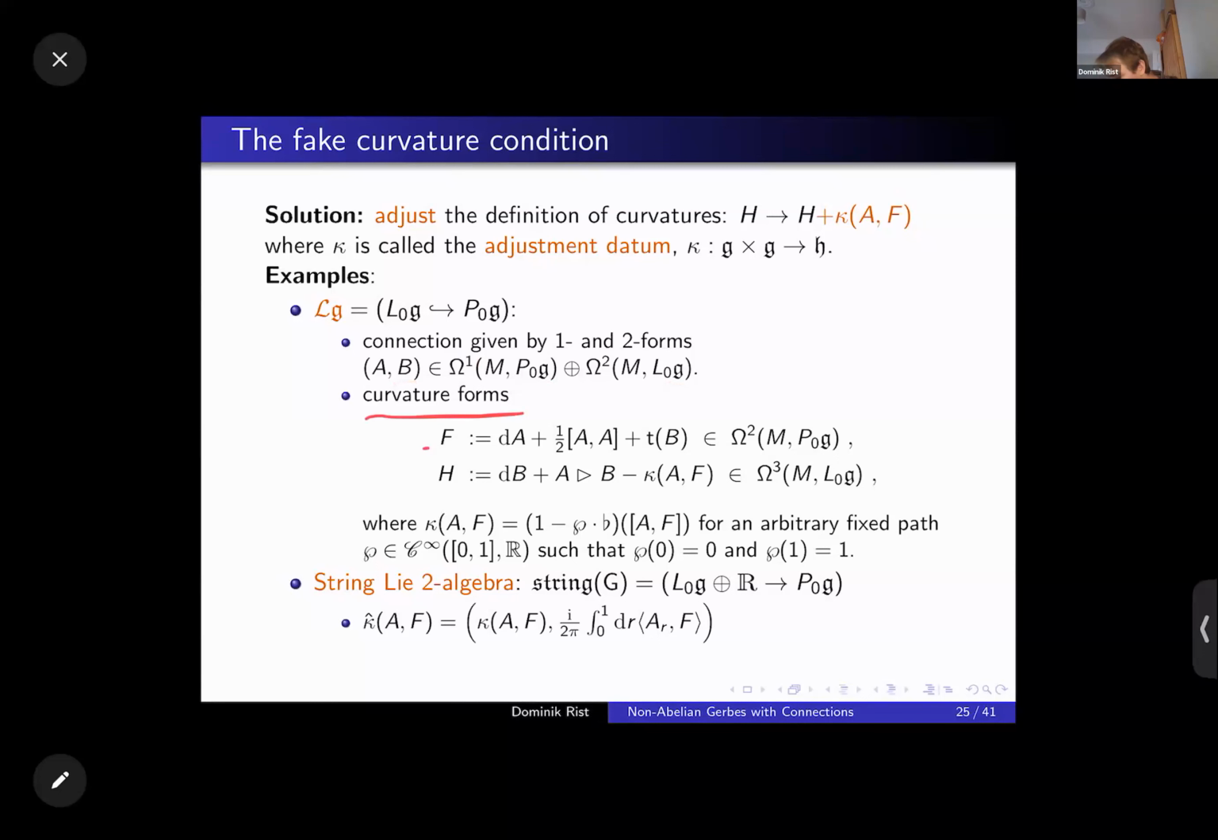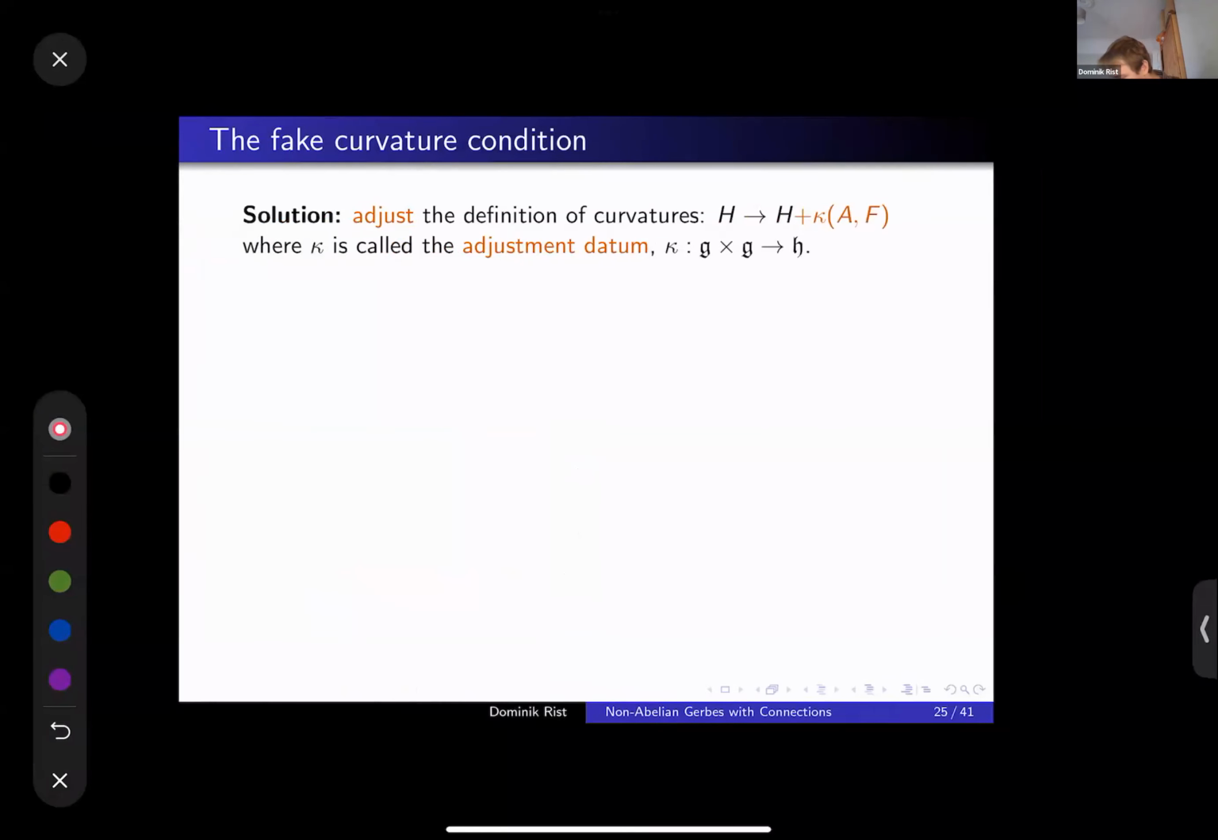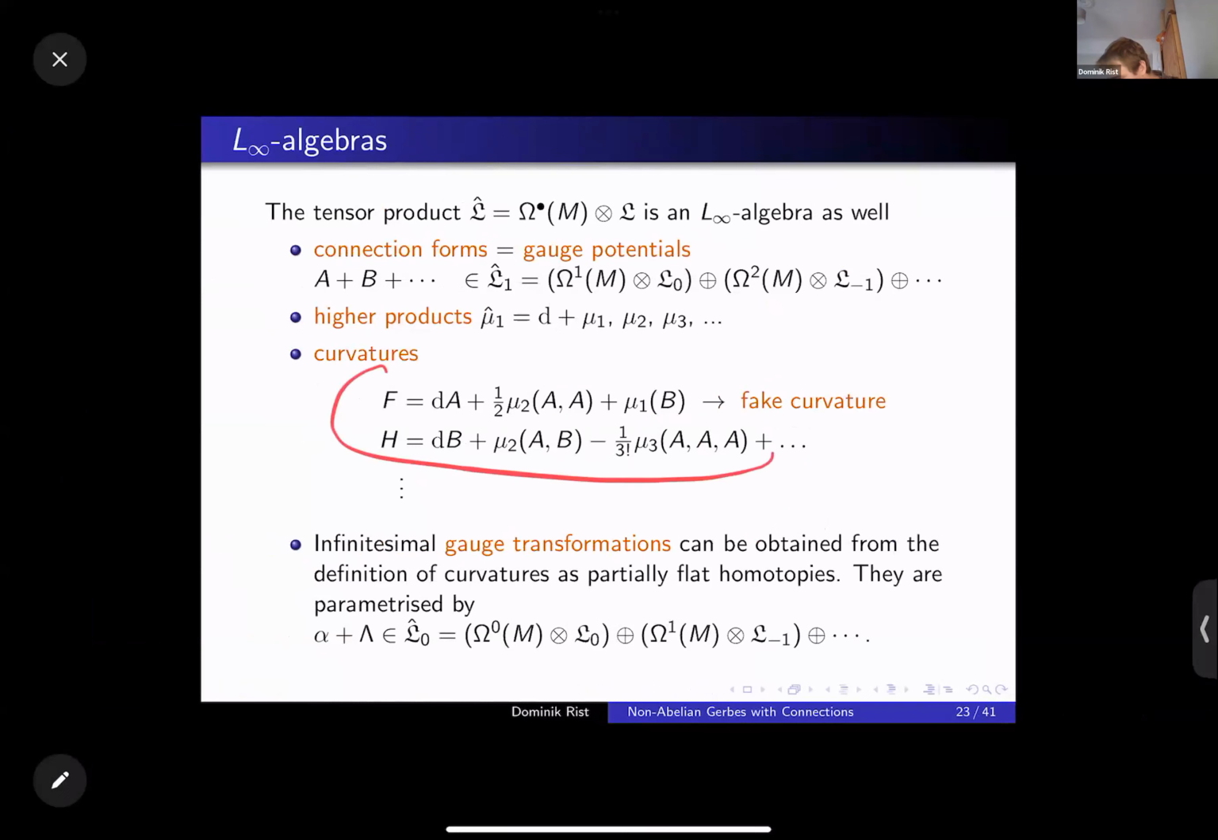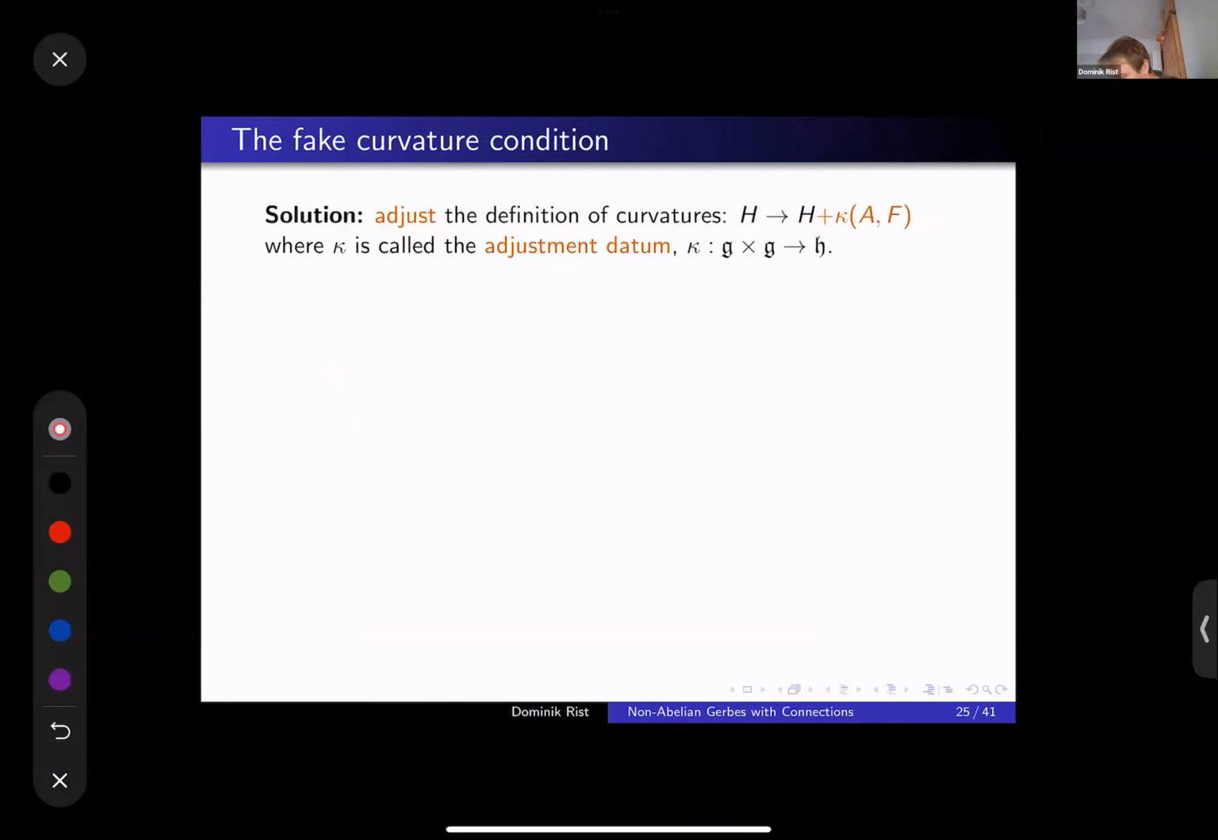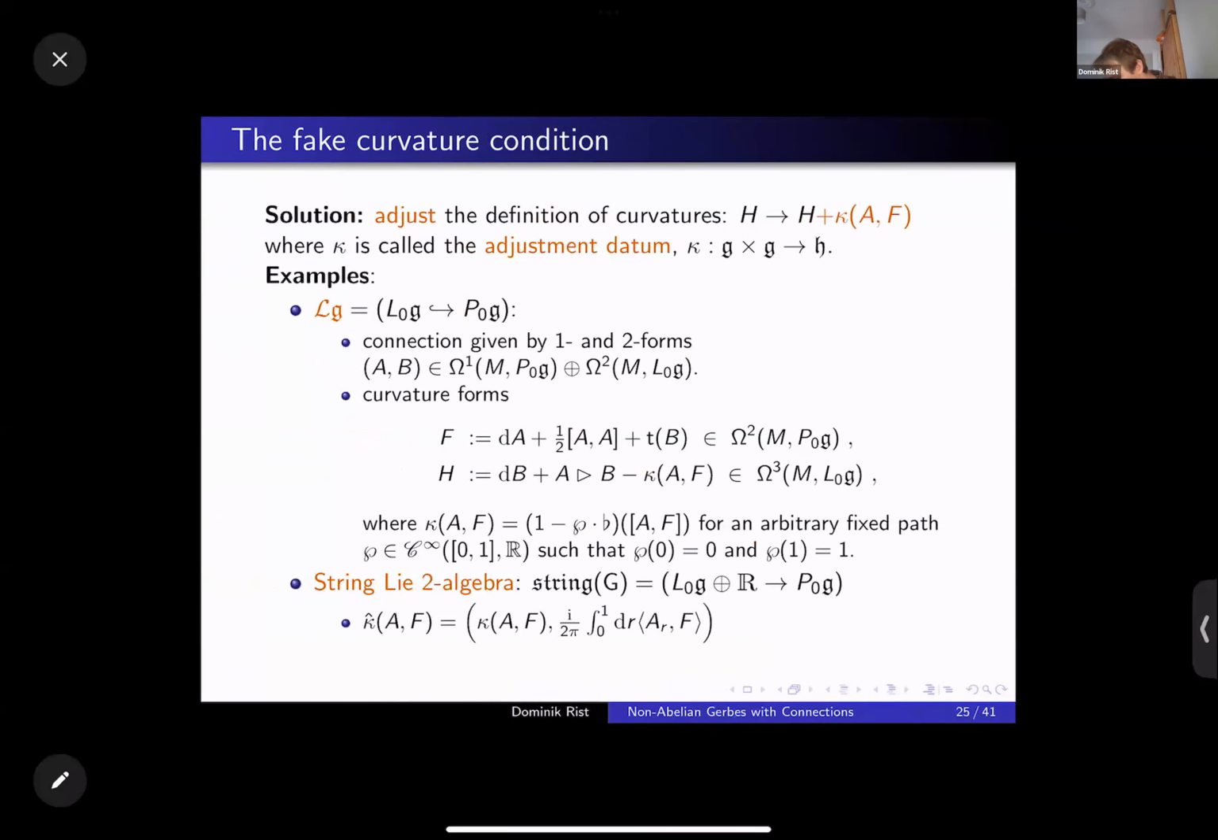Then curvature forms are just considering these identities I had previously and adding this extra term in there, working out the definitions in this particular case of LG, I obtain these formulas, right? So these are my two form, so it's a two form valued in paths and three form valued in loops. And this kappa map in this particular case of LG is just the following map. So I take the commutator of A and F and I map it to a loop. So I construct a loop out of this.